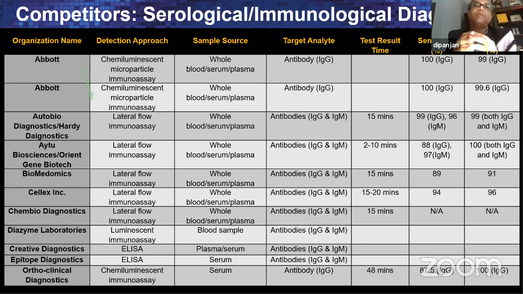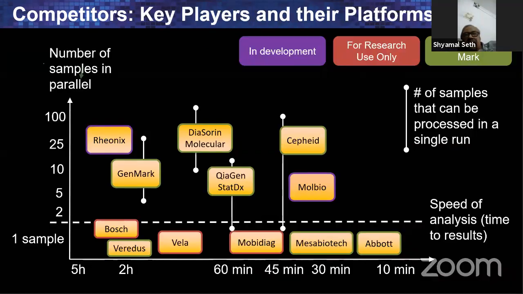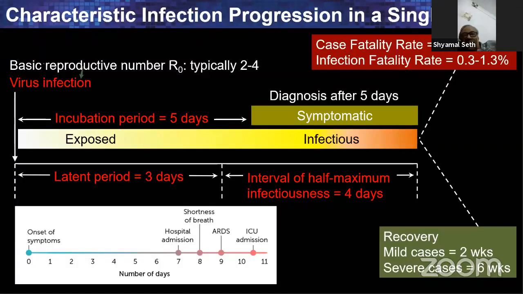Because of this target analyte, if you're looking at the target analyte, these tests are looking at antibody. Either it could be IgG or IgM antibodies that they are trying to go after. This is just a competitor. I'm just going to skip this slide.